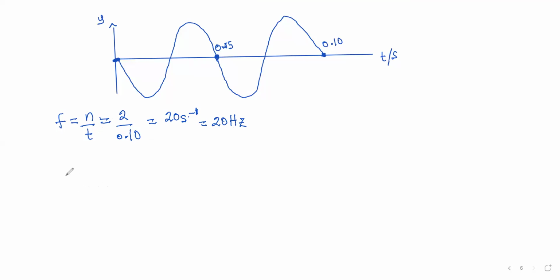The other way is knowing f to be 1 on the period. What is the period? A period is the time taken to make one complete cycle. And from our graph, what shape constitutes a complete cycle? This shape.